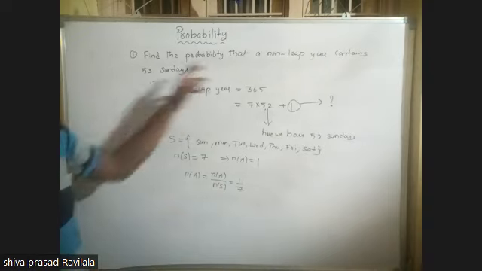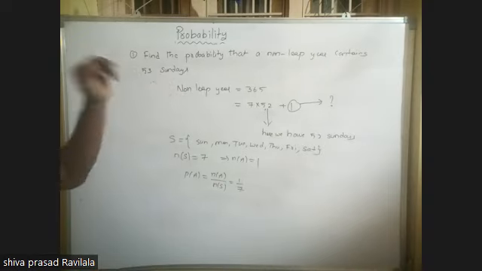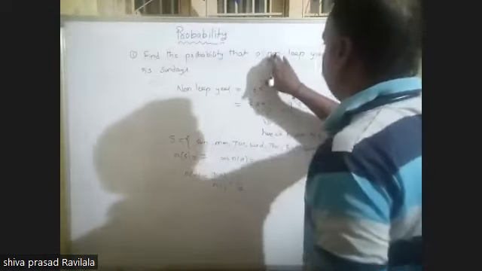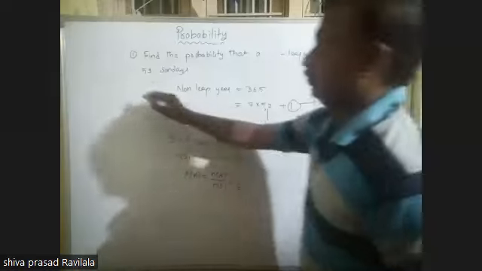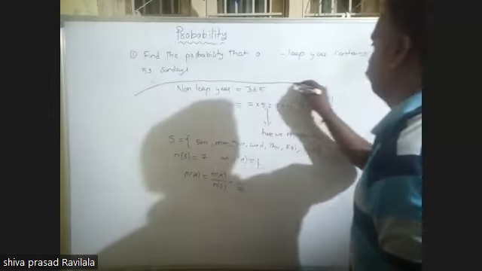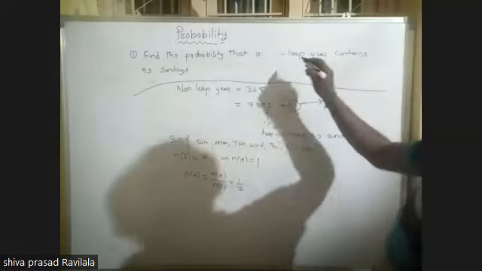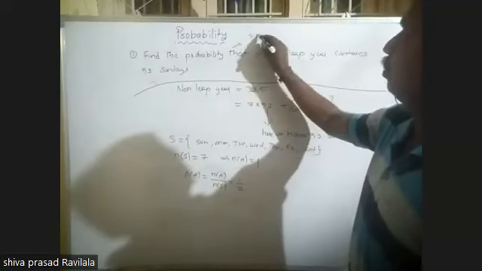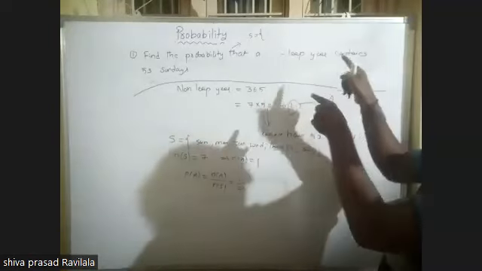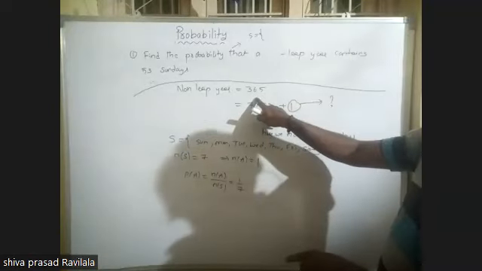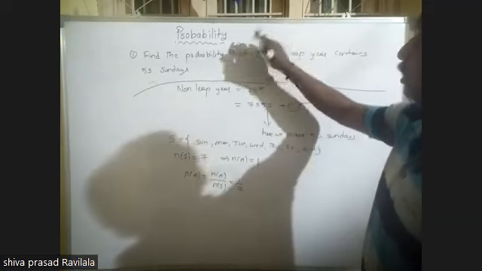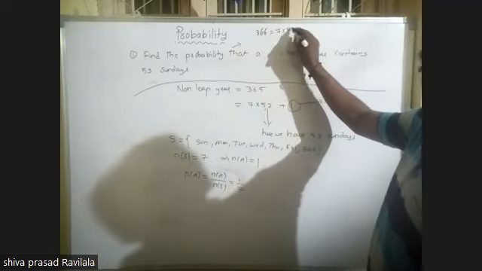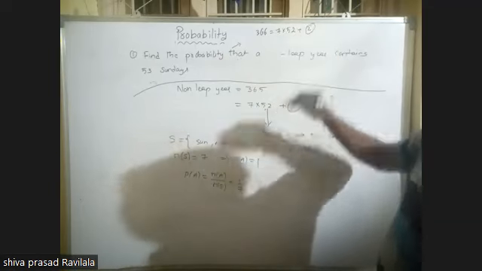For that leap year, how many 53 Sundays? In this, we have two options. A leap year contains 366 days. The same question, you change here: non-leap year will become leap year. In this condition, the sample space will be changed. A leap year contains 366 days, which means 7 into 52 plus 2 days extra.